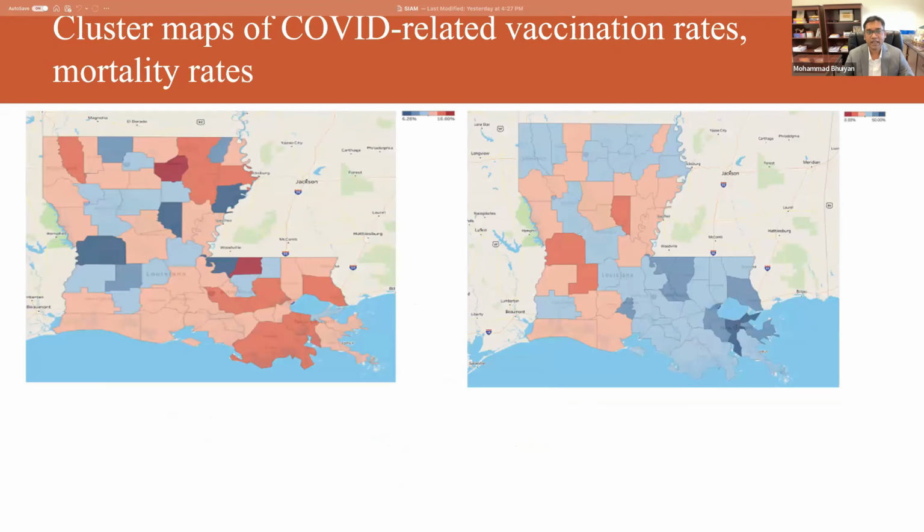So this is called a cluster map, or rather, a cluster heat map. We wanted to show where people are vaccinated and mortality rates by region. The red color indicates that people have more vaccination. On the left one is the mortality rate and the right one is the vaccination.